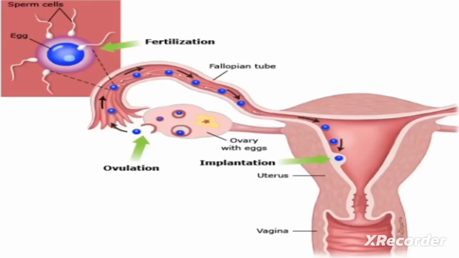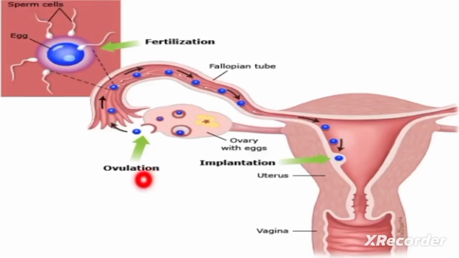Ovulation is the process of releasing eggs or ovum, and the ovaries are the ones that perform the role of ovulation. Then fertilization takes place in the oviduct or fallopian tube, where an egg meets the sperm cell to form the zygote. Then implantation takes place on the uterus.